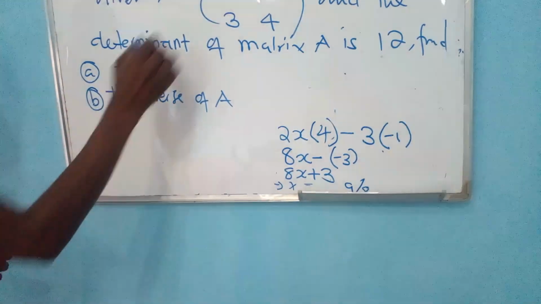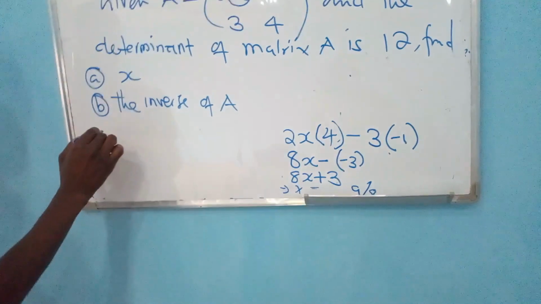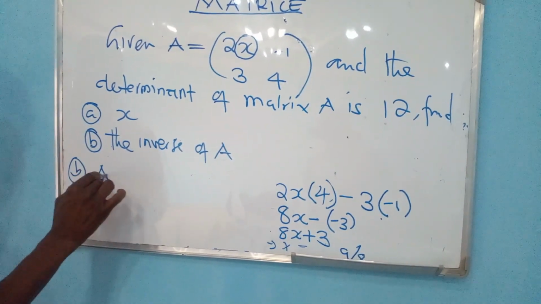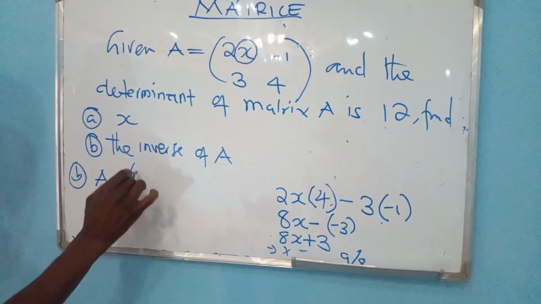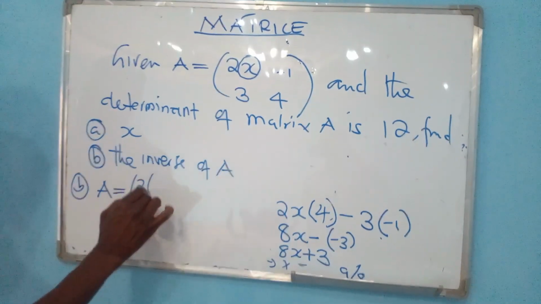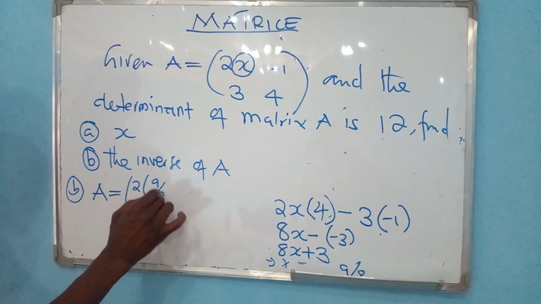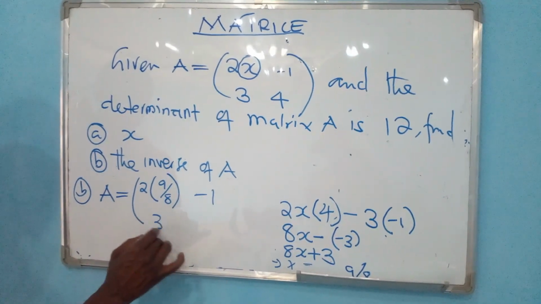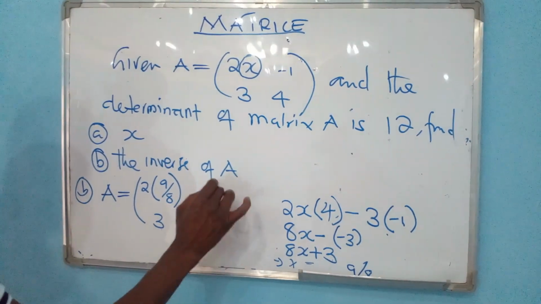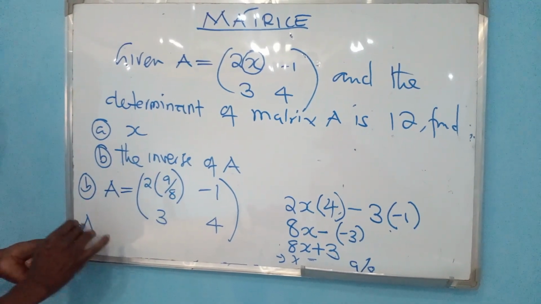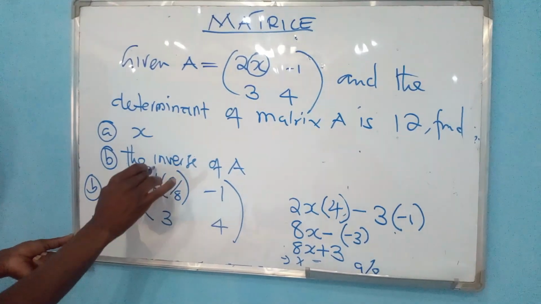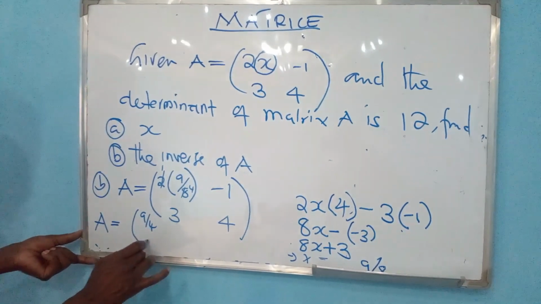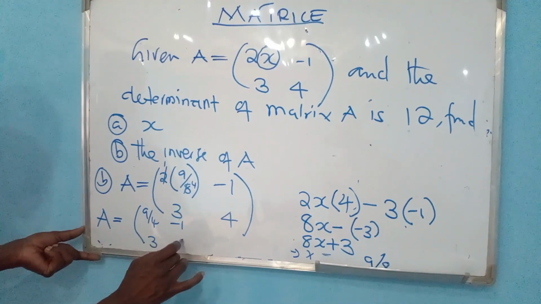So our A, we are looking at solution B. Our matrix A will look like 2, where there is x, now we have 9 over 8. The rest of the entries will remain the way they are. My matrix A will be 2 times 9 over 8, which gives 9 over 4, then 3, negative 1, and 4.